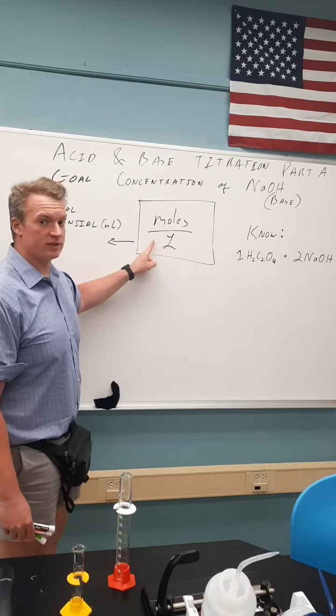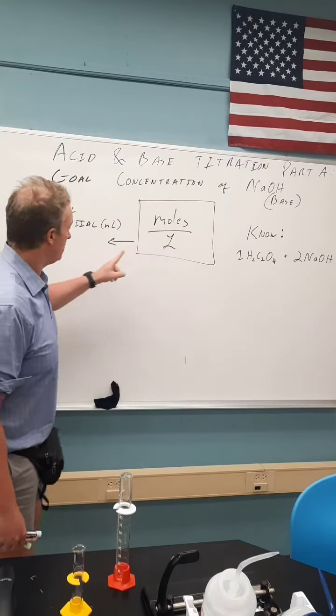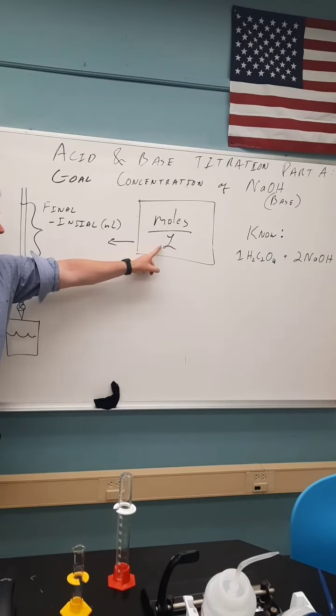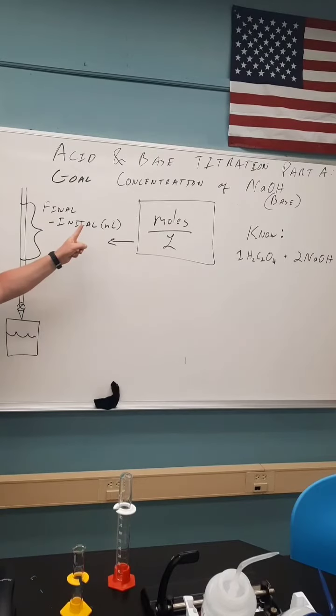The denominator is the easier one to start with. The denominator is determined from the burette. This is a glass burette that has markings on here. You'll record the initial volume and the final volume in milliliters. Subtract them to get the volume in liters. So for the goal, this is how you calculate the denominator.